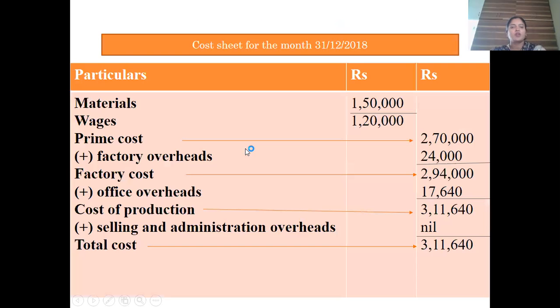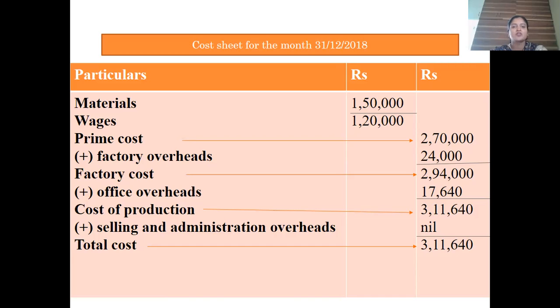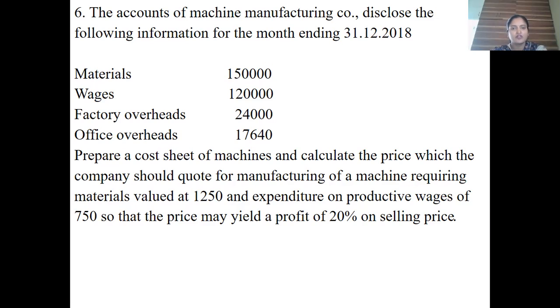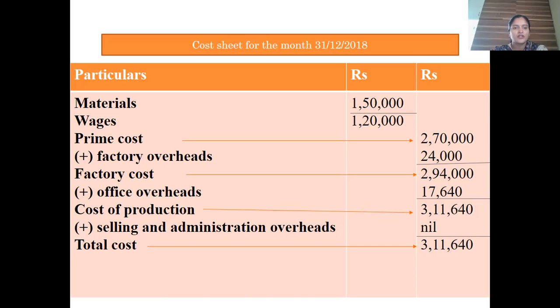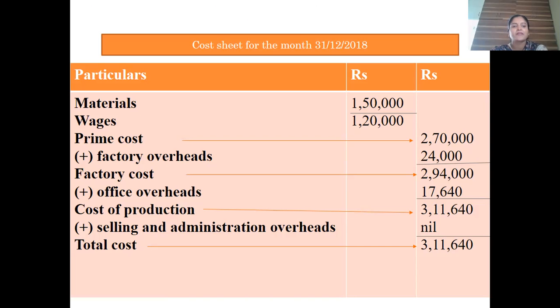Now, this is the cost sheet for the month. Materials 1,50,000, wages 1,20,000. You add these two and you get the prime cost. For that, the factory overheads is 24,000. Take that, you get the factory cost. Office overheads is nothing but your administrative. Take the office overhead 17,640. Then after that, you get the cost of production. So the cost of production is 3,11,640.